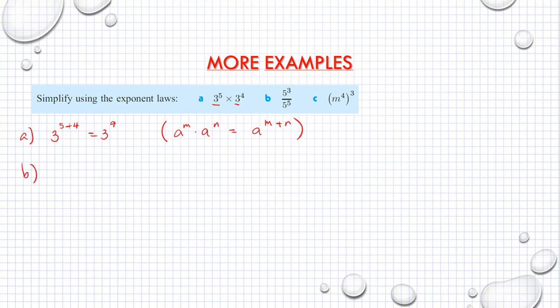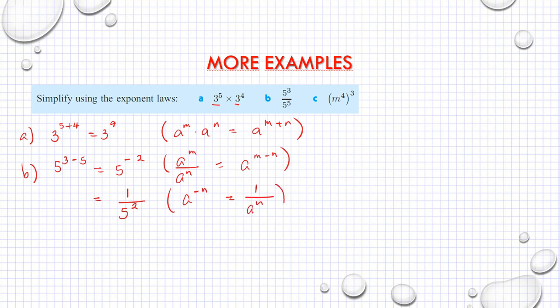B, we have 5 raised to 3 minus 5, which is equal to 5 raised to negative 2. And that is also equal to 1 divided by 5 raised to 2. Which laws? We have a raised to m divided by a raised to n is equal to a raised to m minus n. That's the law. And then we have this law: a raised to a negative exponent is equal to 1 divided by a raised to the positive exponent.